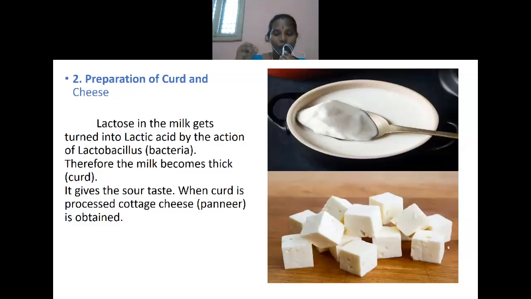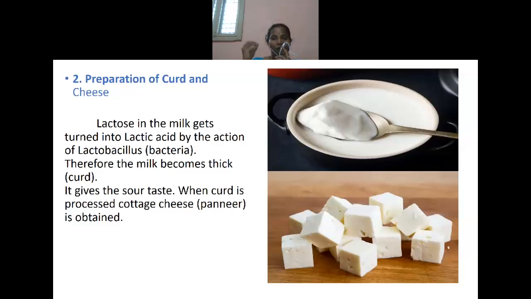If we add one or two drops of lactobacillus into the milk, they continue to increase their count. They reproduce in the milk. That's why the curd is very sour in taste, as well as very thick.